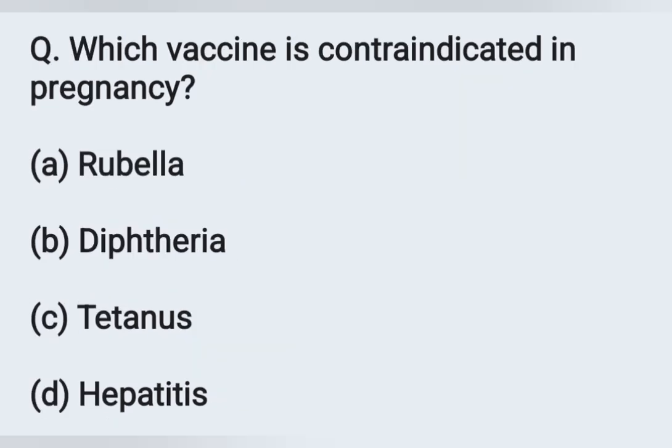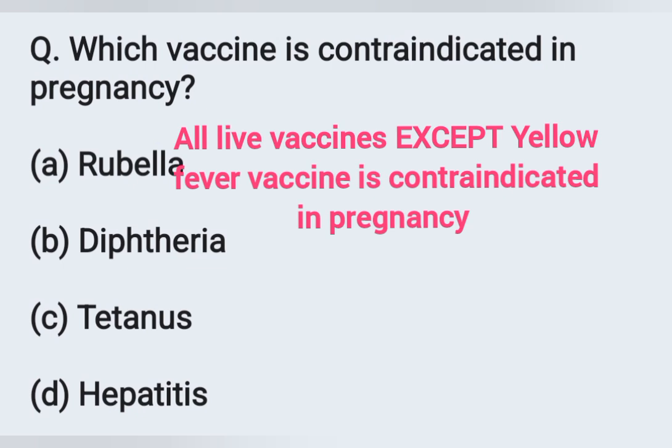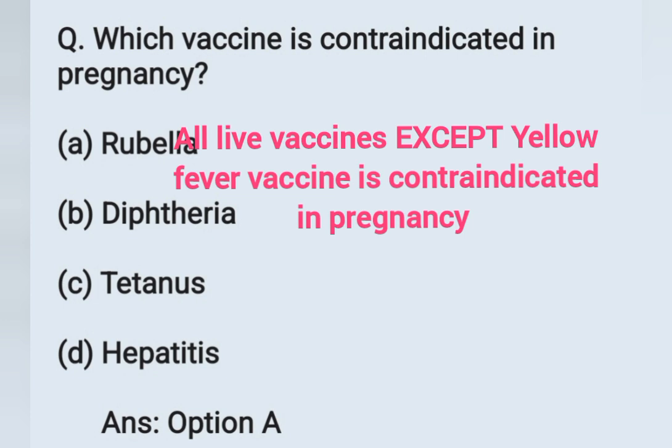Which vaccine is contraindicated in pregnancy? Options. Option A, rubella. Option B, diphtheria. Option C, tetanus. Option D, hepatitis. All live vaccines except yellow fever vaccine are contraindicated in pregnancy. So here hepatitis, tetanus, diphtheria, all are not live vaccines. So the correct answer is rubella. Rubella is contraindicated in pregnancy.